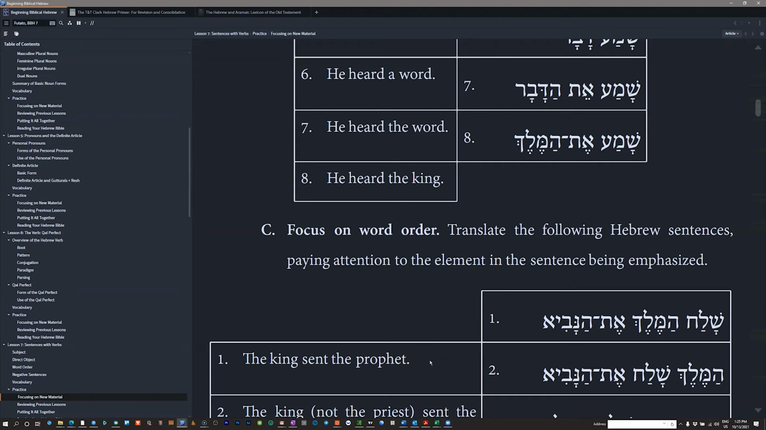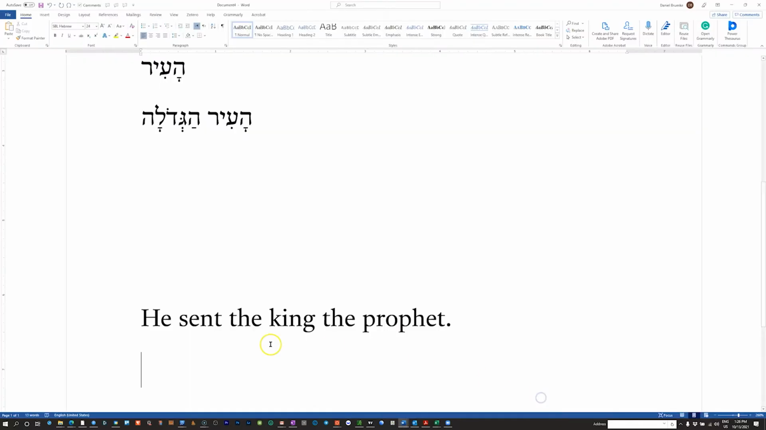So what you need to do is stage one, you need to analyze every Hebrew word, like you guys have been doing. Most of you have been doing great at that, okay? But you can't stop there, because if you do, you get this sentence. He sent the king the prophet. This is not a correct translation. The correct translation is the king sent the prophet.